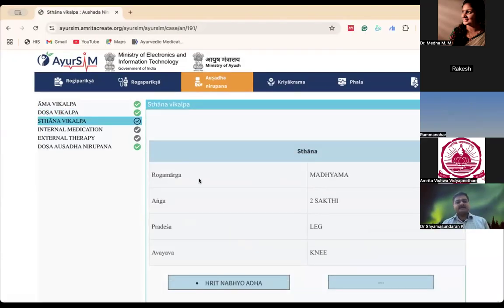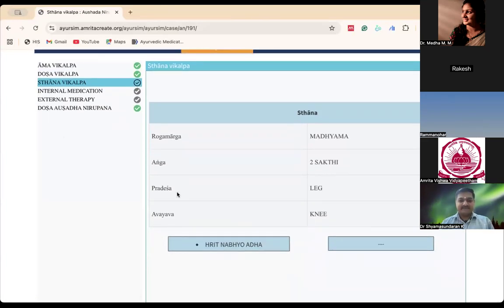then again, you have to go to the Sthana Vikalpa, wherein you see certain diseases, it is very important to understand the Roga Marga. Because when certain diseases are in Madhyama Roga Marga, the approach is a bit tricky. You may have to use certain different methods or specific methods of handling it. So that is why you have to also see which is the Roga Marga affected, or how the disease has manifested. What is the Roga Marga of that particular disease?